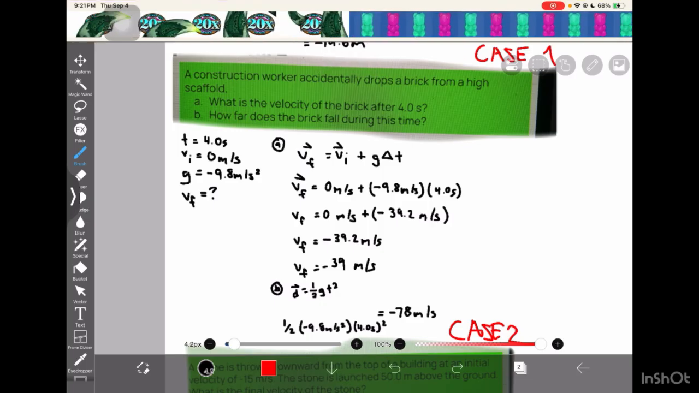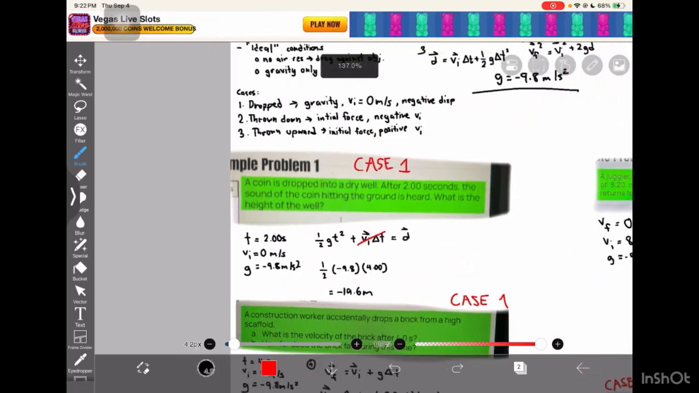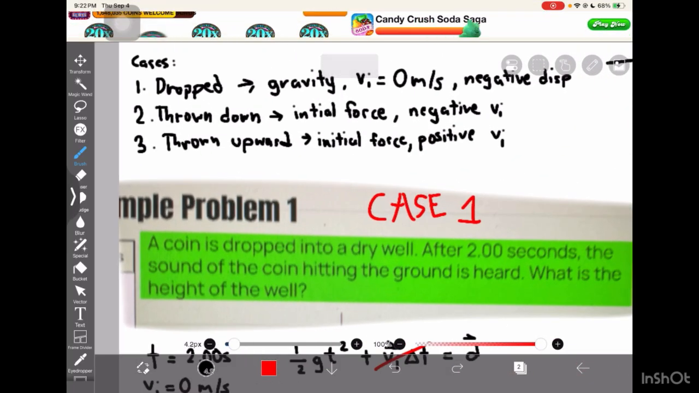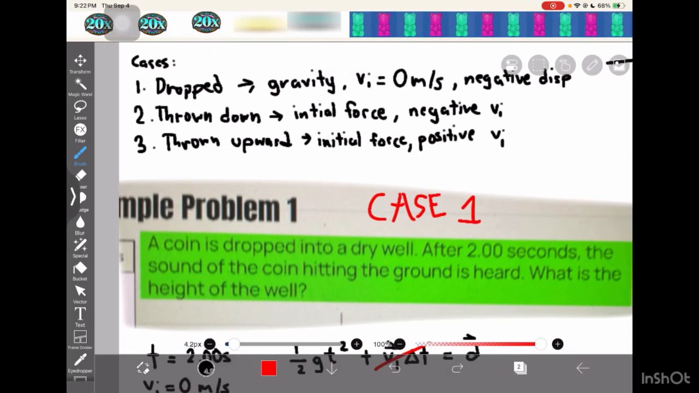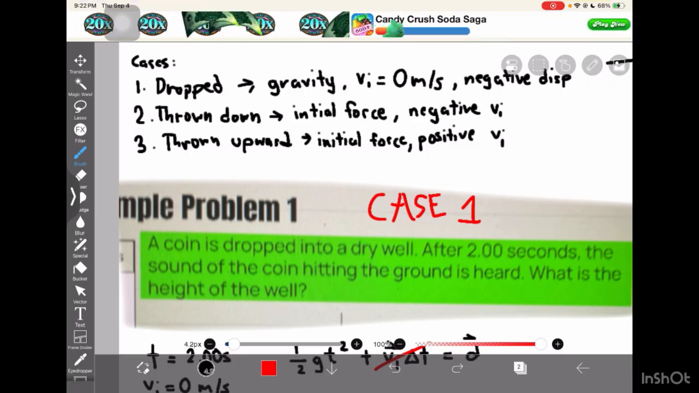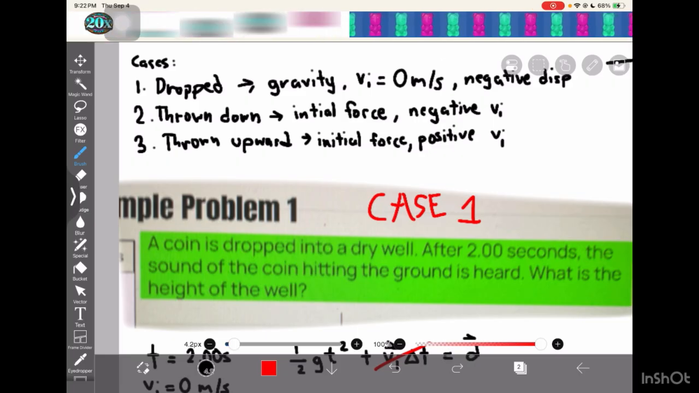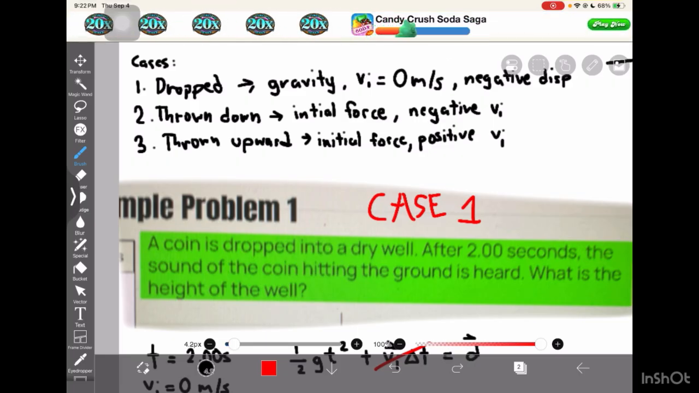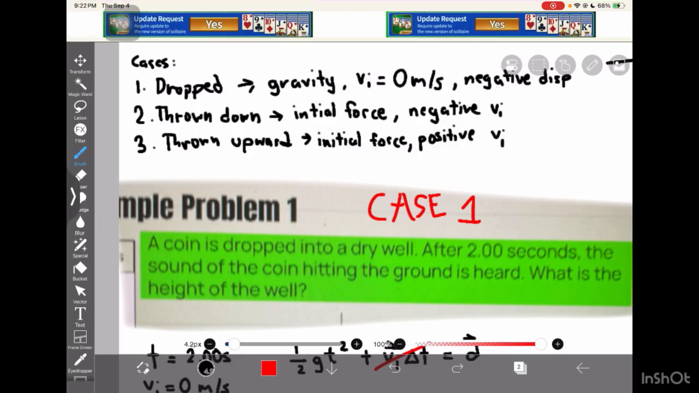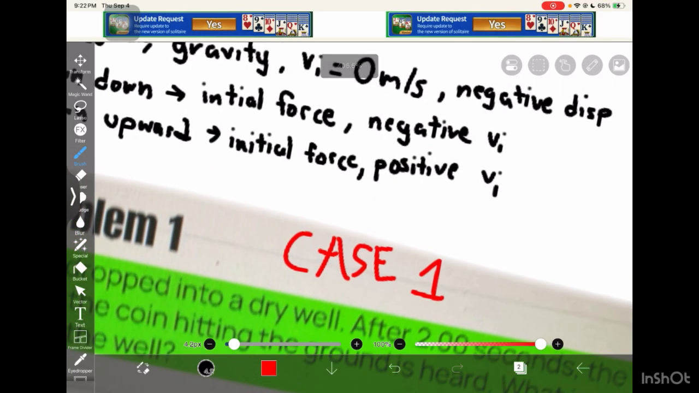All right. After that, case 2. Case 2, it's thrown down with an initial force, but it results in a negative V sub initial. Why? Because as you throw the object down, you're putting some energy into it, and it's obviously going to cause the velocity not to start from 0, because it was boosted by something, maybe your hand strength, your throwing strength, whatever it may be. It's going to fall down as well. Falling down is the south direction, hence why we have a negative V sub I.